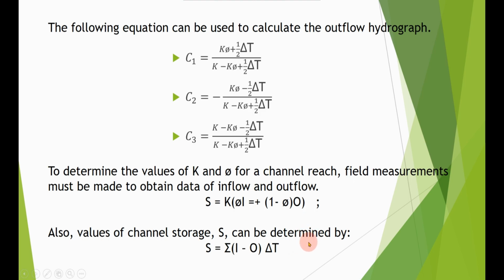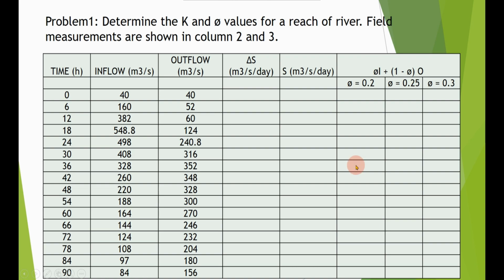And to further understand flood routing, let us have our first example. So determine the K and Phi values for a reach of a river. Field measurements are shown in column 2 and column 3. And moving this data again in our Excel file.